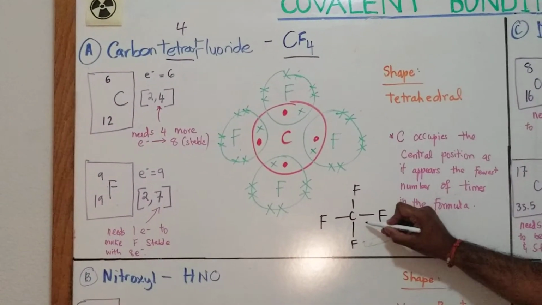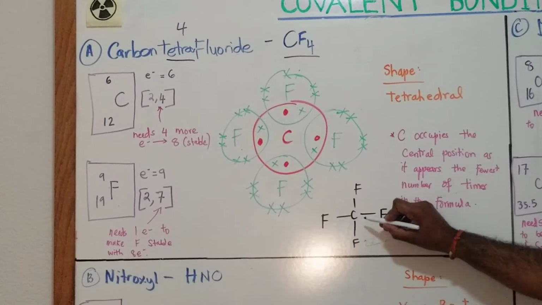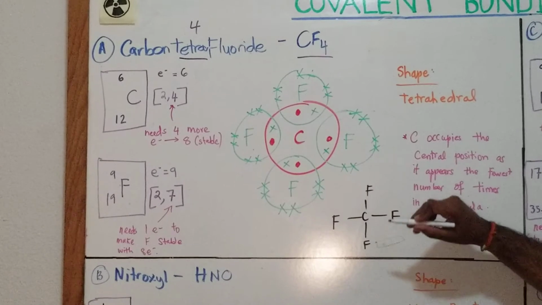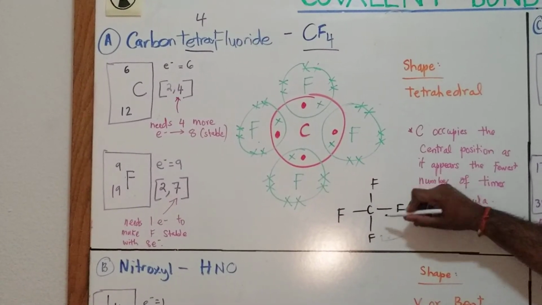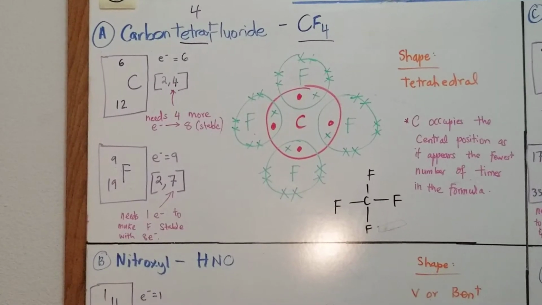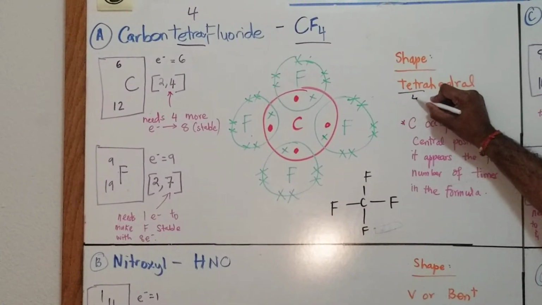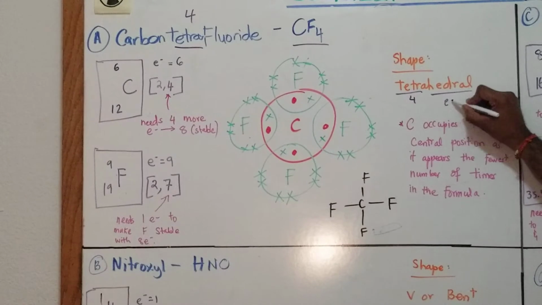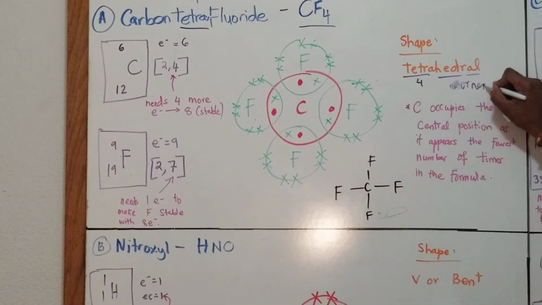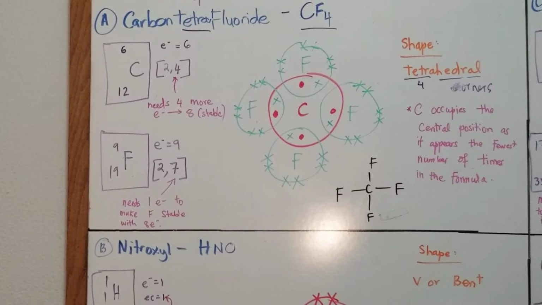Sometimes carbon tetrafluoride is also drawn like this, but this does not show us the Lewis cross dot diagrams, how many electrons are shared, or the bonding possibilities that carbon could have. So this shape is called tetrahedral. Tetra meaning 4 and hedral meaning edges or 4 corners, I would say. So 4 corners on carbon. Let's move on. The second one.